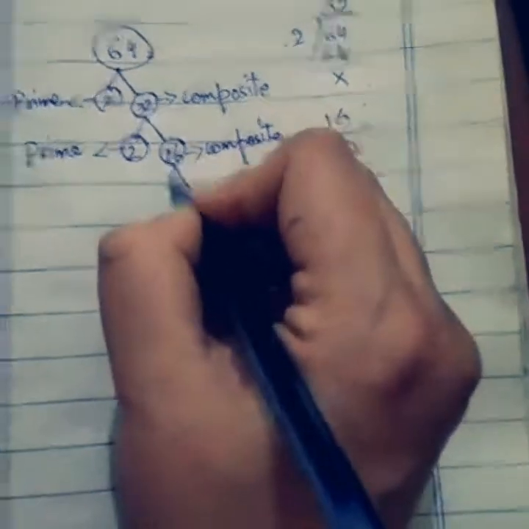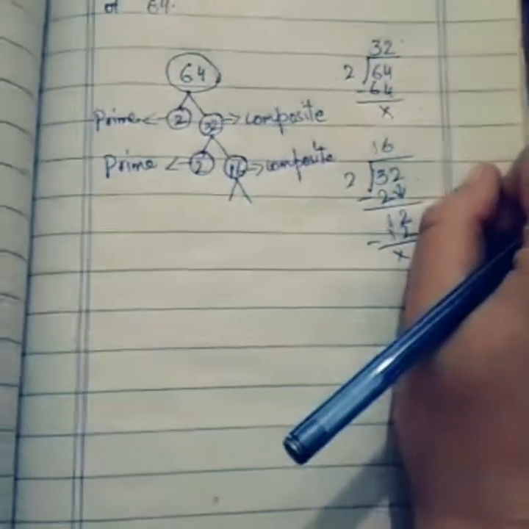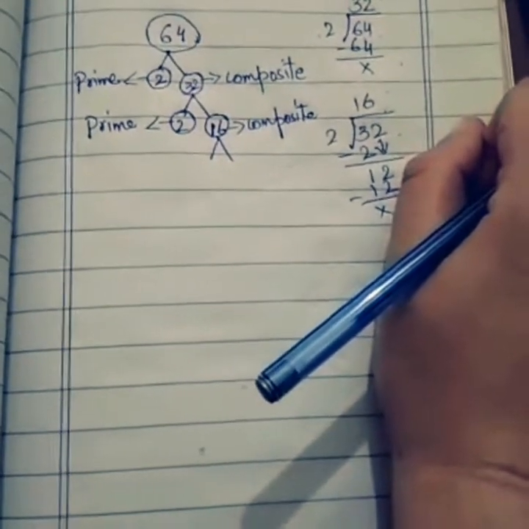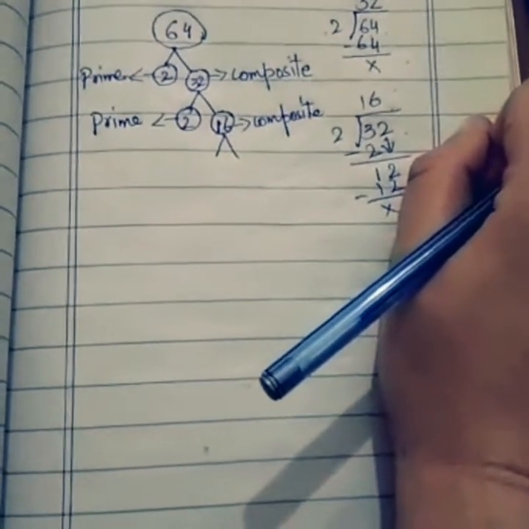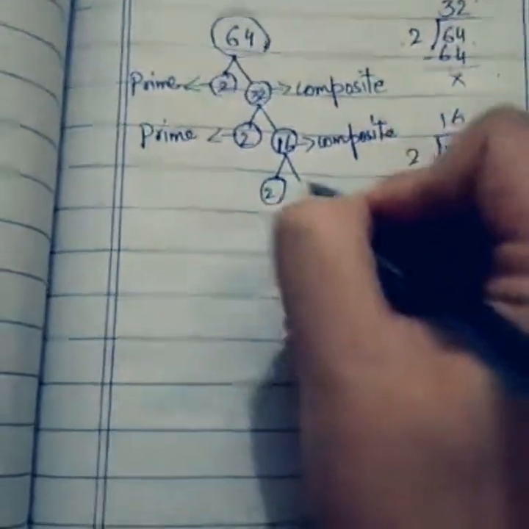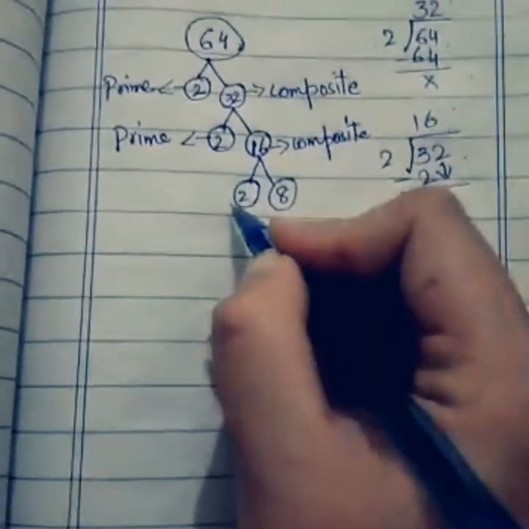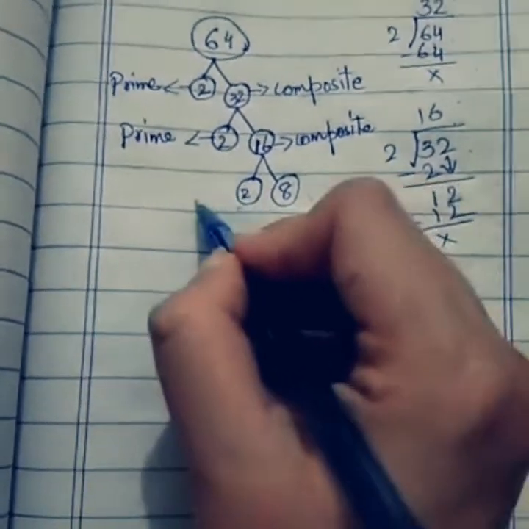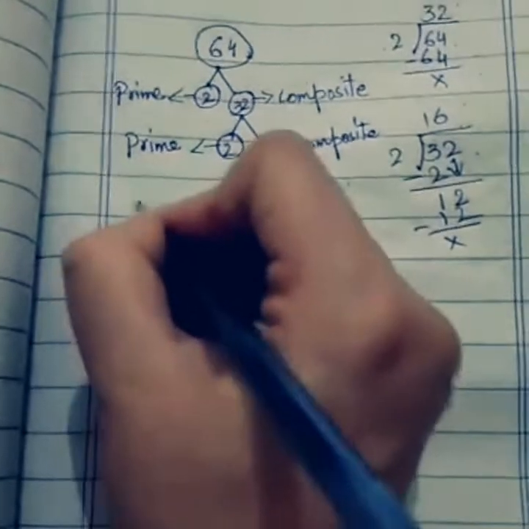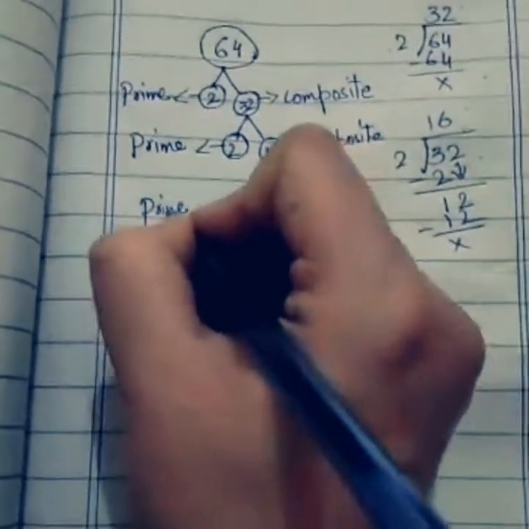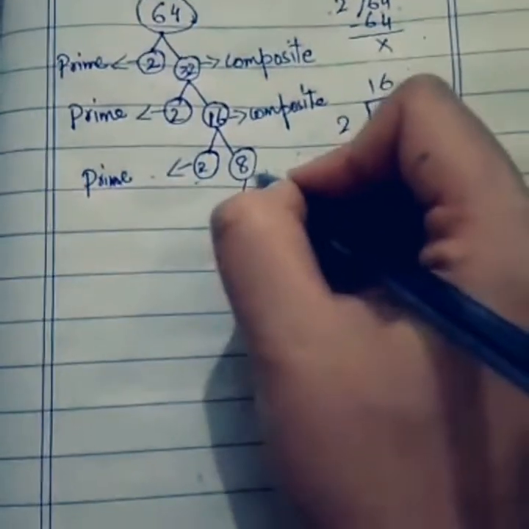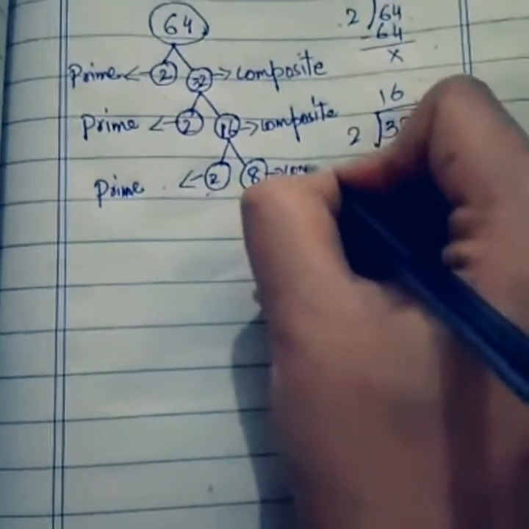Now tell me, here can we use the smaller prime number? Yes. In the table of 2, how many times does 16 come? 2 eights are 16. So I will write here 2 eights are 16. Again we got one prime number and one composite number. As we got a prime number, I will not use a tree here. I will use it here because it's a composite number.